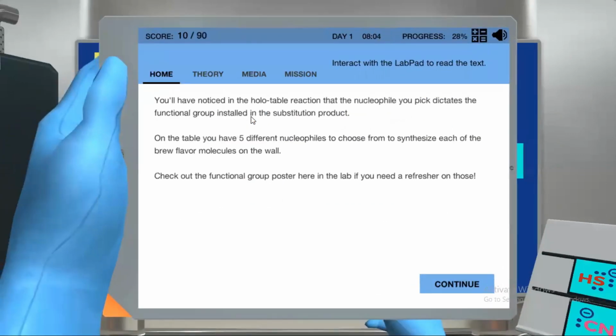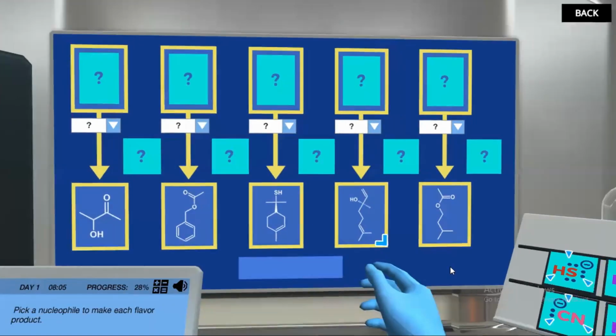You'll have noticed in the hollow table reaction that the nucleophile unit dictates the functional group installed in the substitution product. On the table, you have 5 different nucleophiles to choose from to synthesize each of the brew flavor molecules on the wall. Check out the functional group poster here in the lab if you need a refresher on those. Pick a nucleophile to make each flavor product.